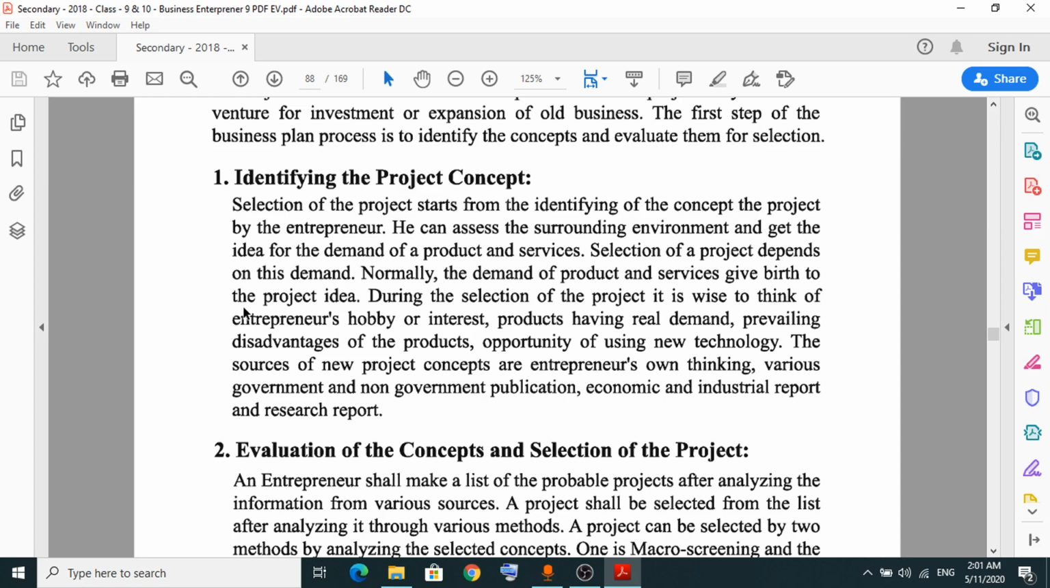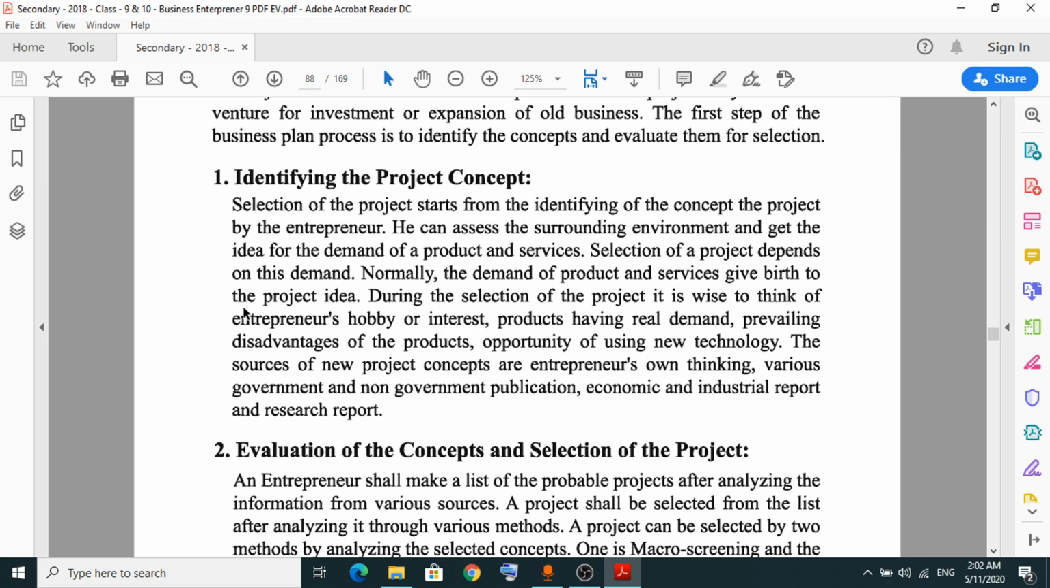What will be the demand if you want to start your business? What are the demand of those area? So you have to find out the demand of specific product or services related to this area, which will help you to get the project idea.